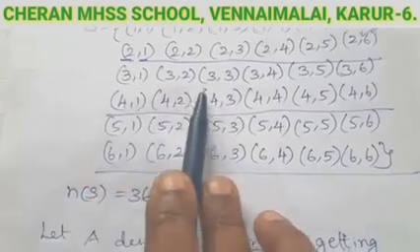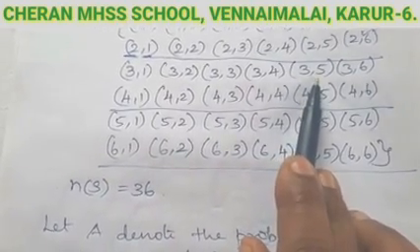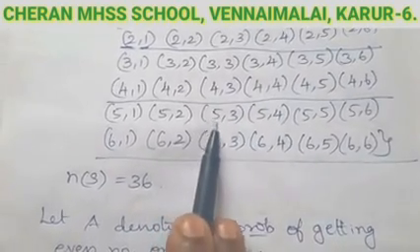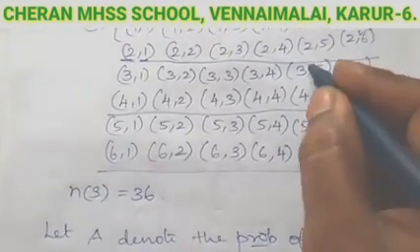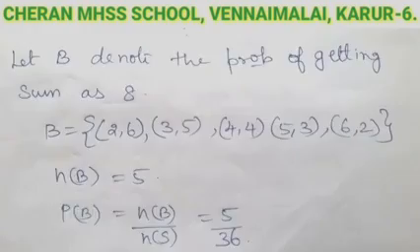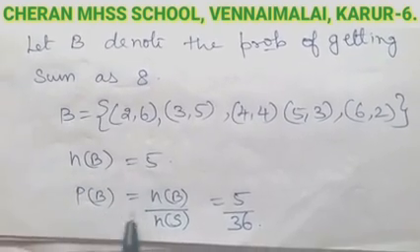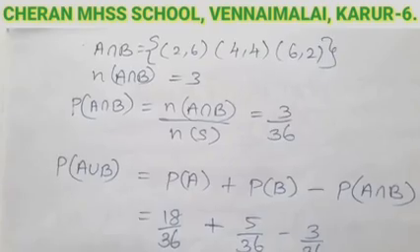The same way, 3 plus 5 is 8. 4 plus 4 is 8. 5 plus 3 is 8. 6 plus 2 is 8. So, we get these 5 elements as a sum of 8. Therefore, n of B is 5. P of B is equal to n of B by n of S, that is 5 by 36.